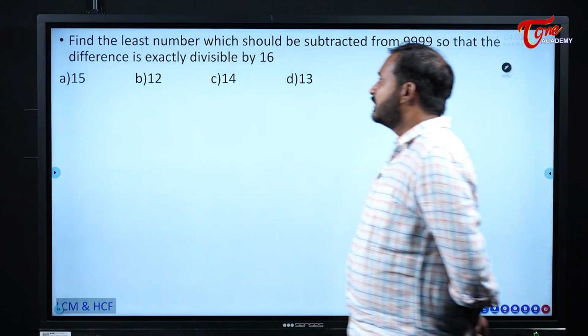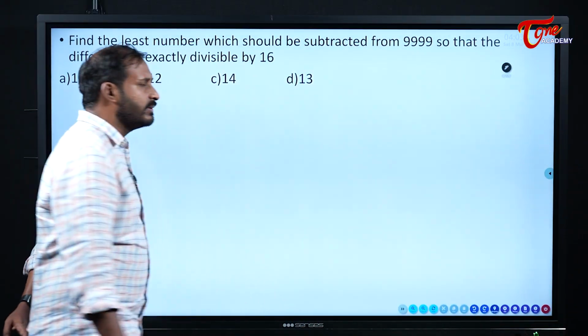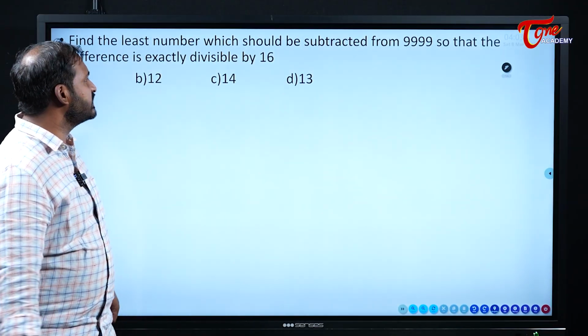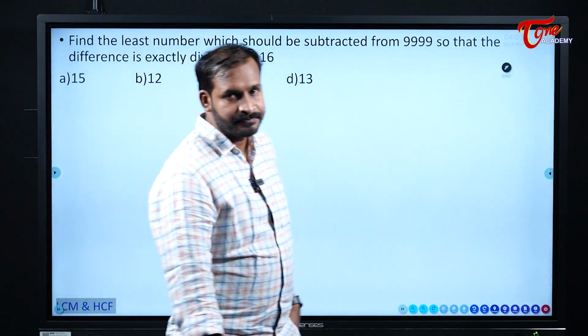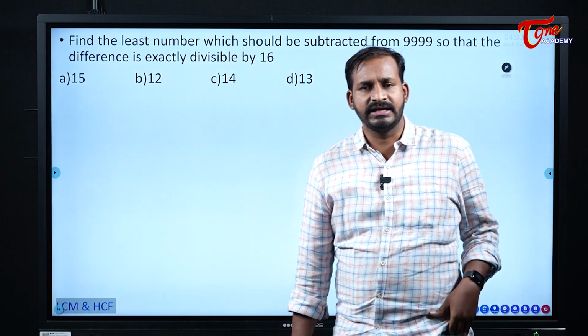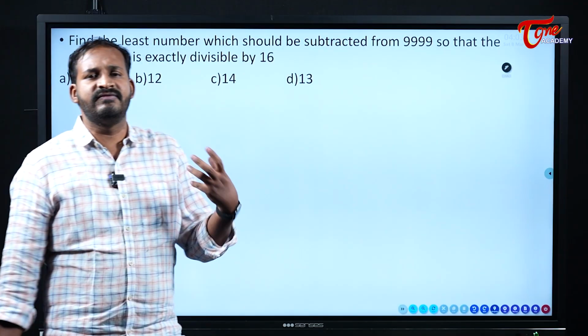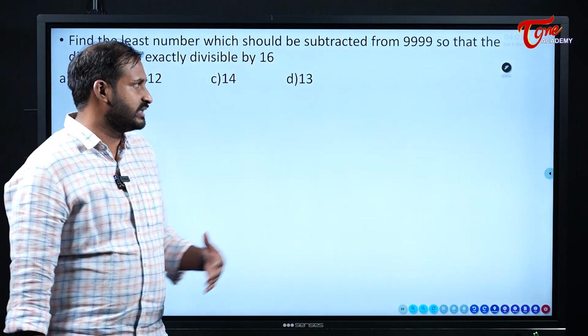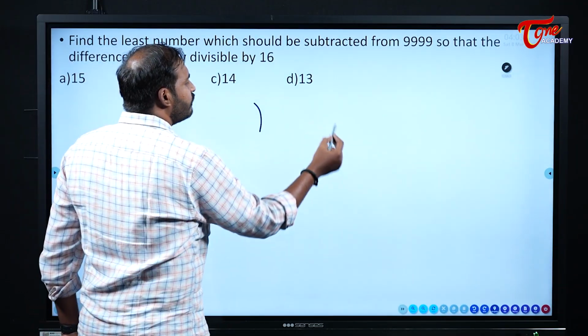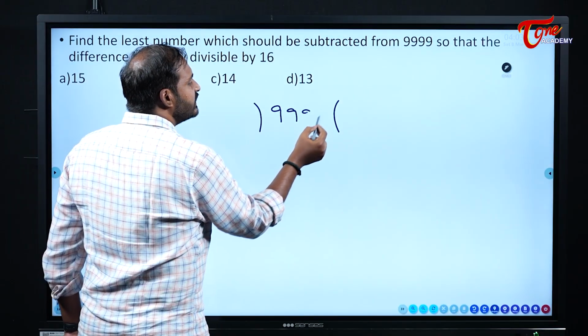Next one. The least number which should be subtracted from 4 9's so that the difference is exactly divisible by 16. Okay, we need to subtract it from 4 9's so that our resultant will be exactly divisible by 16. That is the question they asked us. So what you need to do, first of all, divide 4 9's with 16.